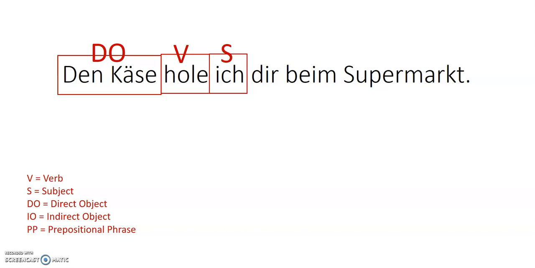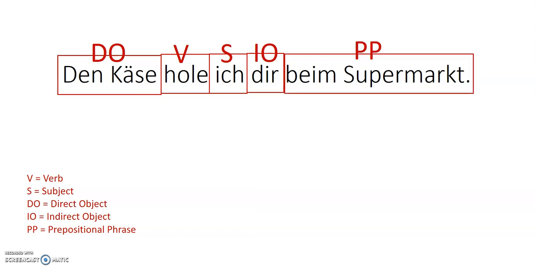So we have here, ich hole, I am getting, den Käse, the cheese. And then who is receiving it in the sentence, our indirect object? Dir, you. And then beim Supermarkt means at the supermarket, a prepositional phrase.